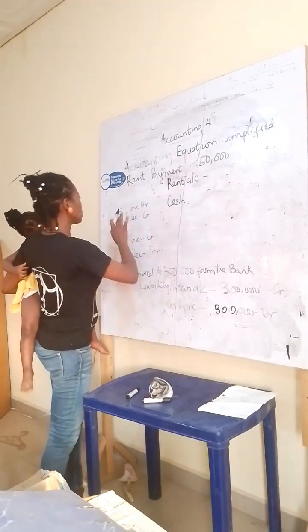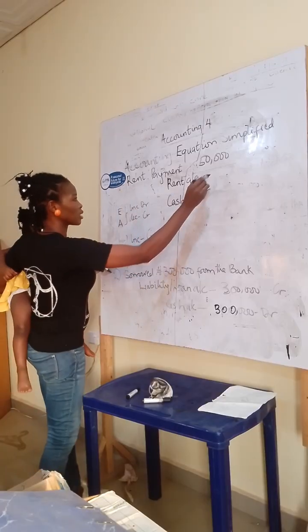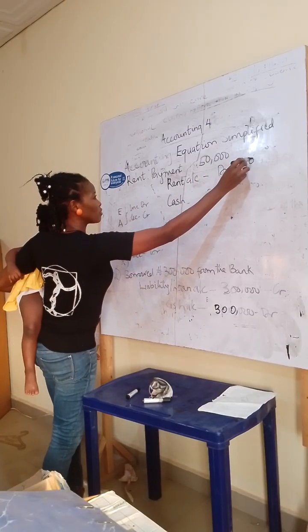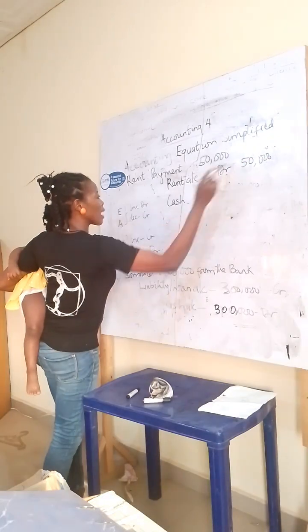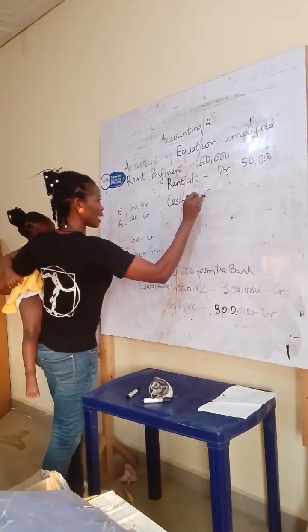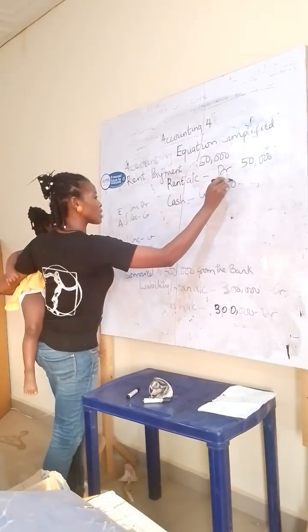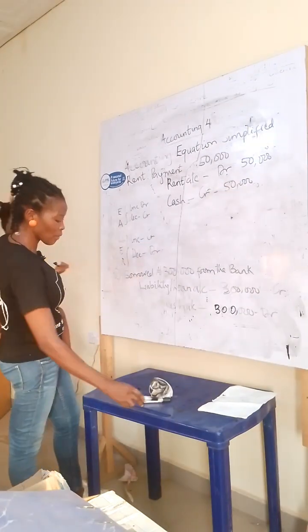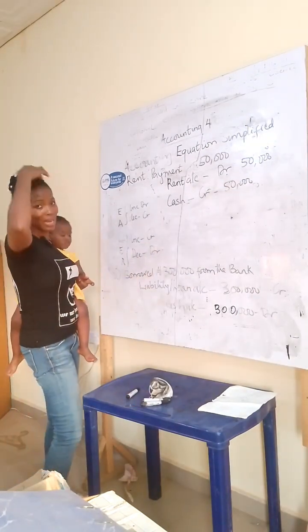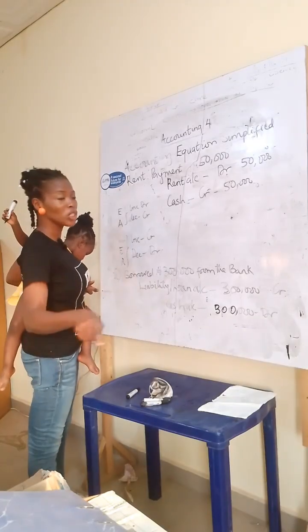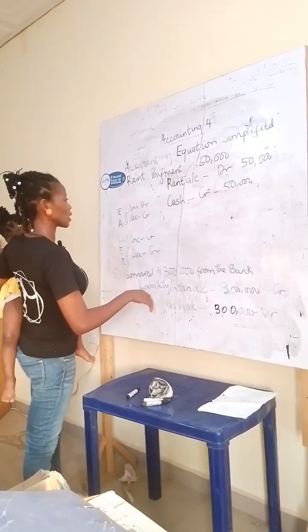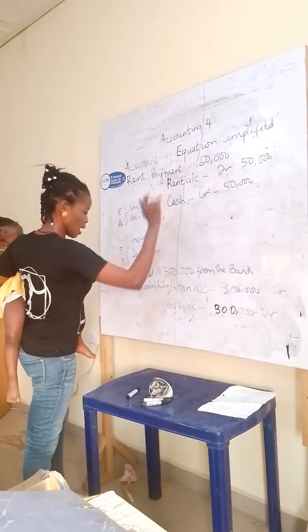Now, rent is an expense. So our rule is when expenses increase, you're going to debit. So you're going to debit your rent account with the sum of what? 50,000 naira. And then you're going to credit your cash account with how much? 50,000 naira. The cash is reducing because by virtue of paying 50,000 naira, whatever cash you had before would reduce by what? 50,000 naira. Do you understand? So that's why we're going to credit our cash account.